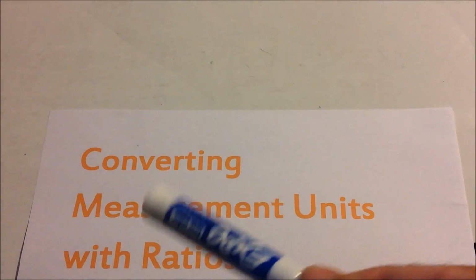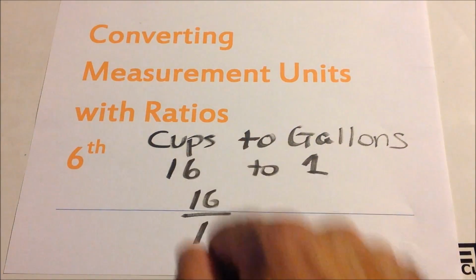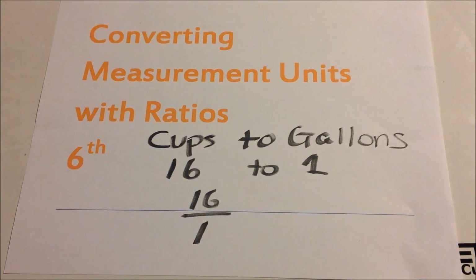Alright, here's our video on converting measurement units with ratios. So for example, let's say you had cups and you want to convert them to gallons. Well, the first thing you need to know is how many cups are in a gallon. The first thing you need to know for anything when you're converting is how many of one thing is in another thing. Now you don't have to memorize these.